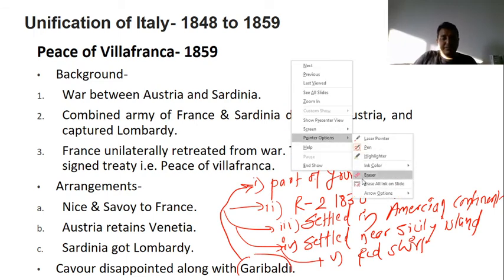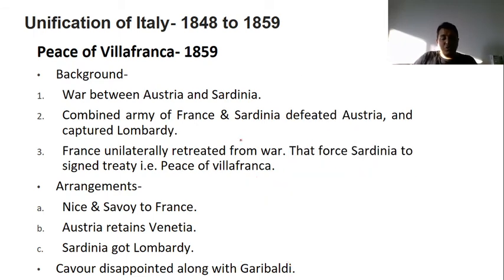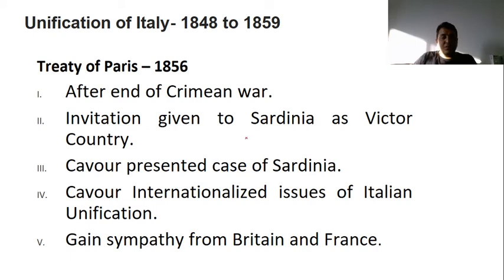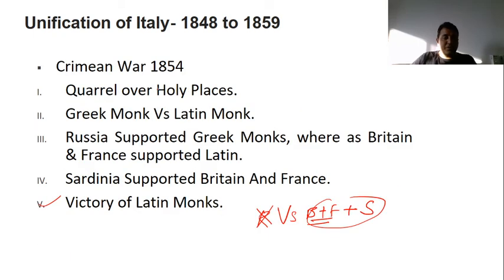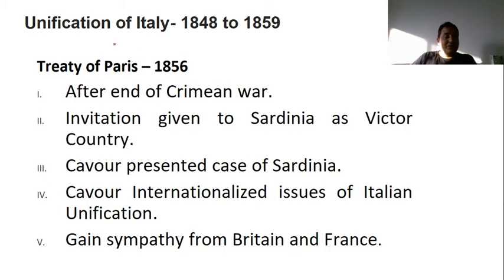So here, what we have mentioned, the first point, is that the Crimean War provided the opportunity for Sardinia to represent themselves on the international platform. Here, the issue of the Crimean War was basically Latin monk versus Greek monk, a victory of the Latin monk, who was supported by Britain and France. The result of that was the Treaty of Paris, 1856.